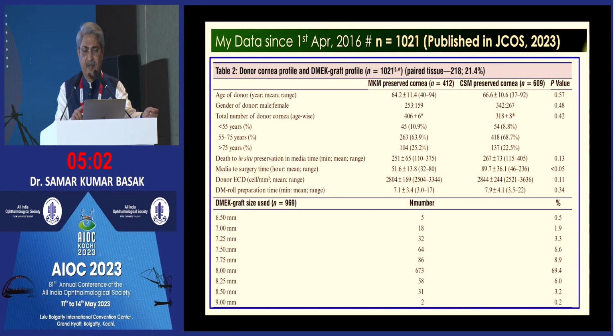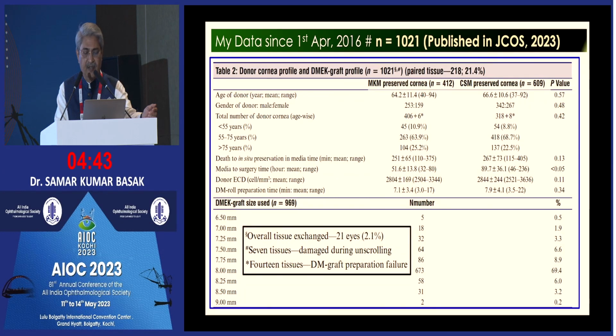This is my data published in our Cornea Society journal, this month only, last month only. You see that there is a huge difference in donor age, between 37 and 92 years. And you see that the overall tissue damage during preparation is only 1.4%.